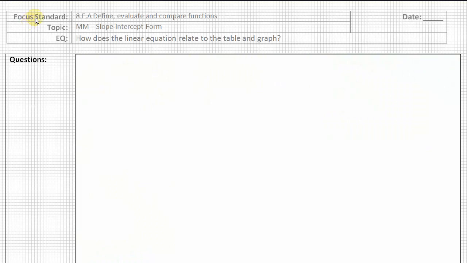For today's lesson, our focus standard comes from Grade 8, Functions. Topic A, Define, Evaluate, and Compare Functions. The topic for this video lesson comes from Mathematical Models, Slope-Intercept form. Our essential question for today is, how does the linear equation relate to the table and the graph?